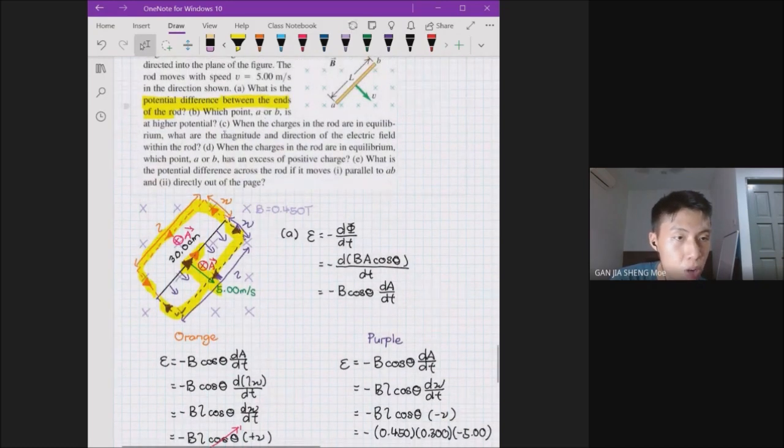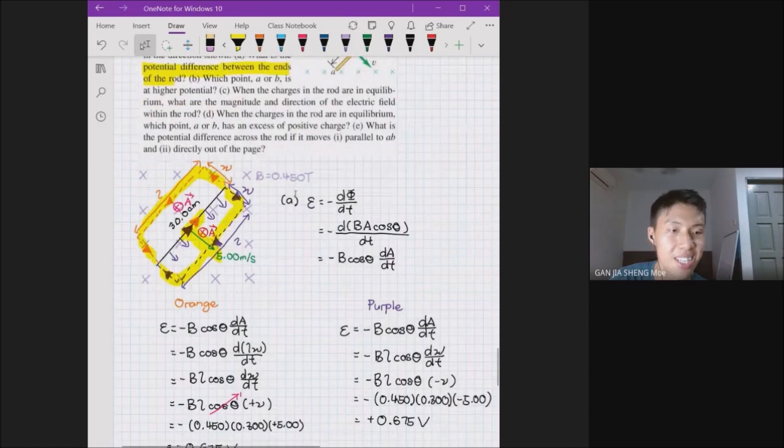Which point, A or B, is higher in potential? This is interesting. You can see that this is the direction of the induced EMF, so this will also be the direction of the induced current if the circuit is complete. But now the circuit is not complete. So the charge will still move upwards, but you accumulate over here. If your current is flowing in this direction, then your positive charge will be flowing upwards, but there's no complete circuit, so the charge will accumulate near the upper part of the wire.